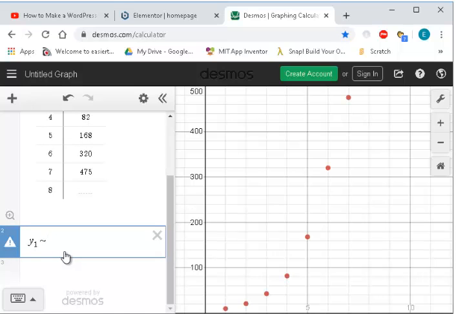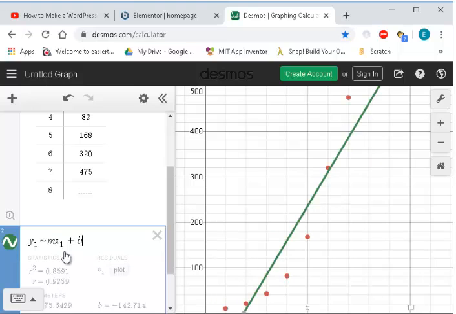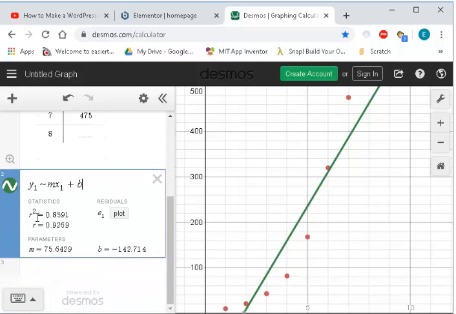And then type mx, but x again, x1 plus b. Now you can see that this is the equation of the line of best fit here. You can see that this equation almost goes through 2 points, and the other points are all off the line. Now look at the values here. R squared, which is the coefficient of determination here, is 0.8591. So this is the first one.